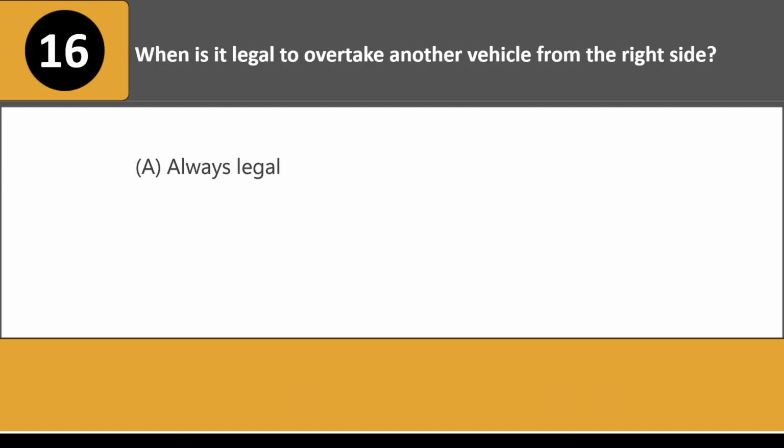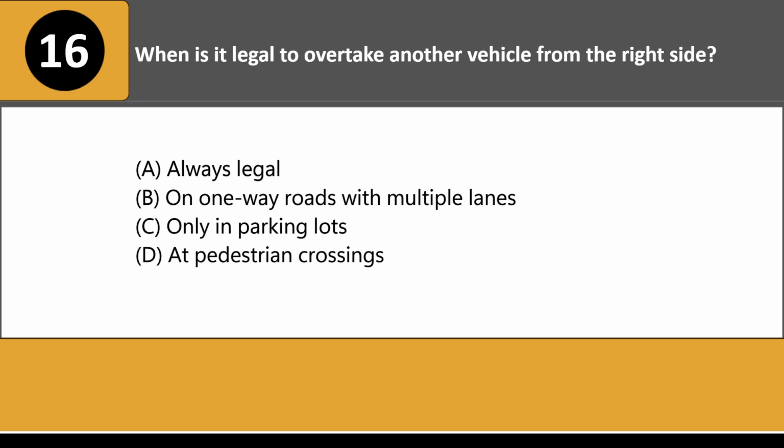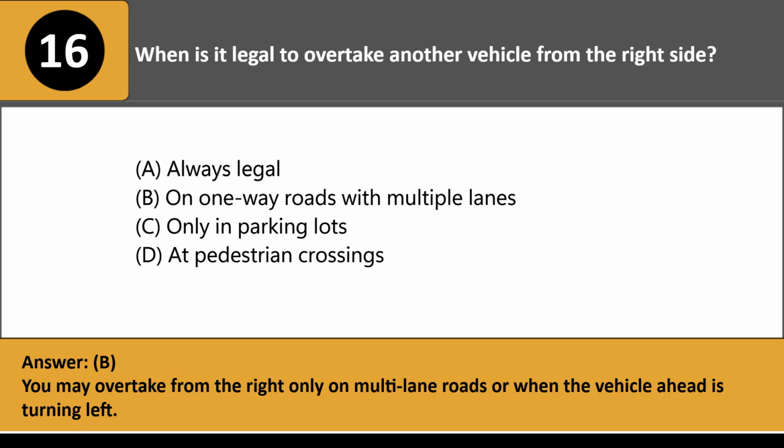When is it legal to overtake another vehicle from the right side? A. Always legal. B. On one-way roads with multiple lanes. C. Only in parking lots. D. At pedestrian crossings. Answer: B. You may overtake from the right only on multi-lane roads or when the vehicle ahead is turning left.